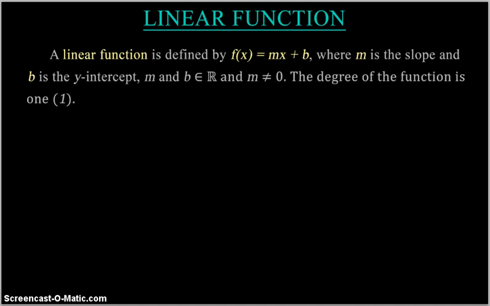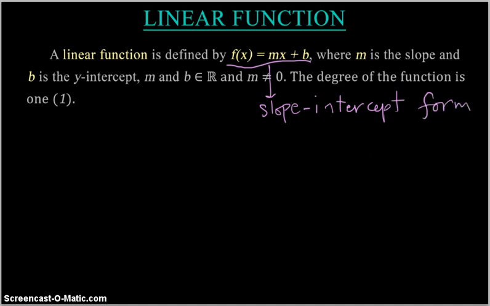So itong f of x is equal to mx plus b is what we call the slope-intercept form. Okay, so that is slope-intercept form.